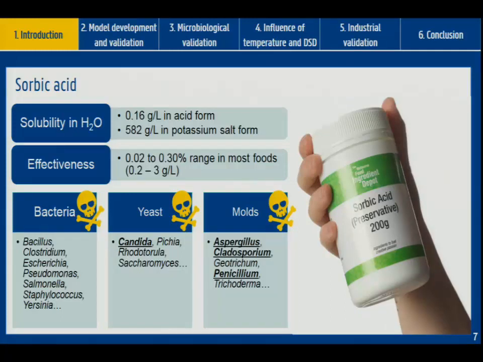It can inhibit many microorganisms, including bacteria, yeasts, and molds. Now, the food microbiologists here will recognize food pathogens and main food spoilage microorganisms. For yeast, I underlined Candida because I was using it in my thesis. And for molds, I underlined Aspergillus, Cladosporium, and Penicillium species. We also used it in our thesis.